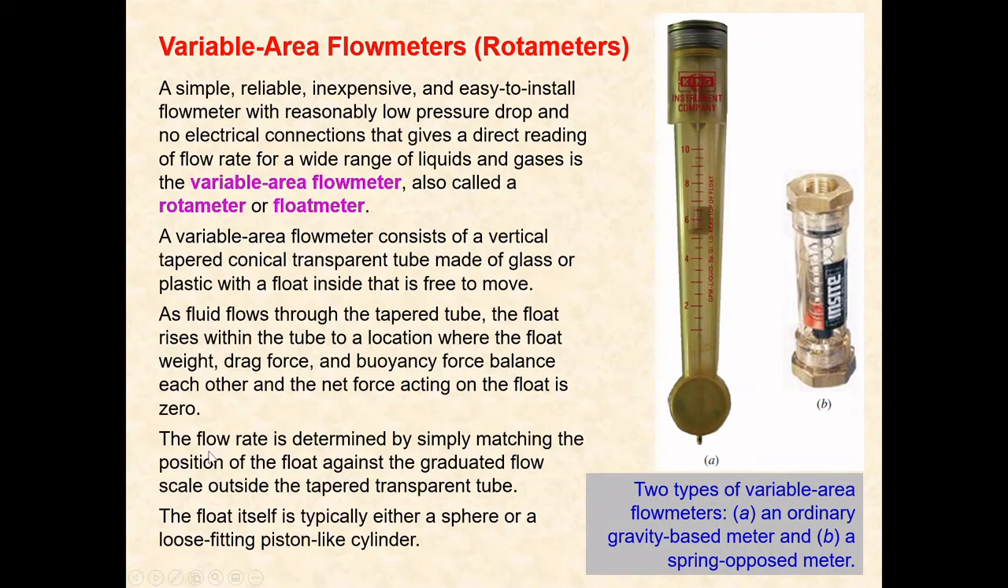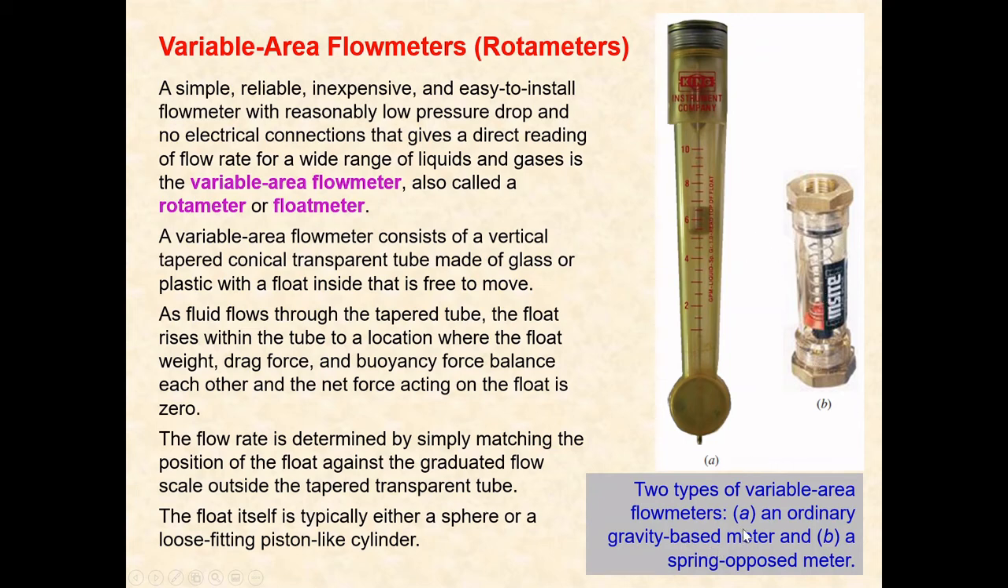The flow rate is determined by simply matching the position of the float against the graduated flow scale outside the tapered transparent tube. So you see this plastic tube outside, it has a reading. Where the float stops, you take the reading, and you know how fast the flow rate is. The float itself is typically either a sphere or a loose fitting piston-like cylinder. In this case, if you see figure A, it looks like a piston, right? Sometimes it could be a sphere as well, depending on the design.